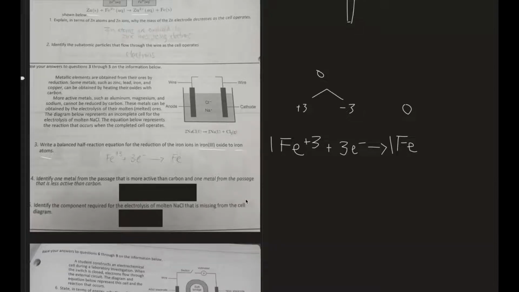Alright, number 4, identify one metal from the passage that is more active than carbon and one metal from the passage that is less active than carbon. So in this passage here, it says metallic elements are obtained from their ores by reduction. Some metals such as zinc, lead, iron, and copper can be obtained by heating their oxides with carbon. So we can pick from any of these: zinc, lead, iron, copper, doesn't matter. So for this one, we can just pick something like zinc.